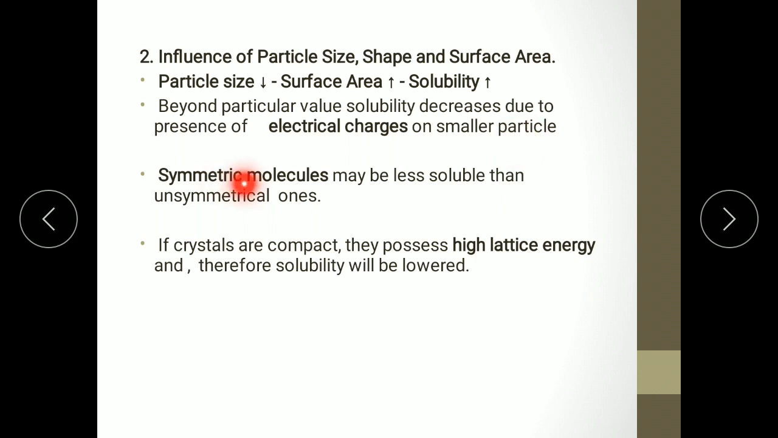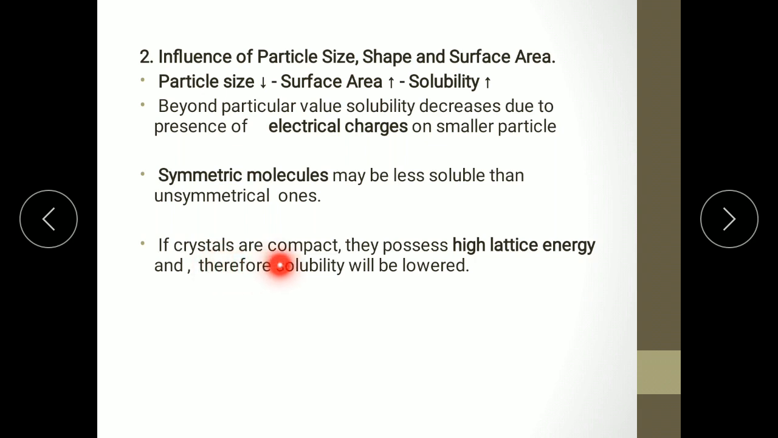Next, a symmetrical molecule may be less soluble than an unsymmetric or asymmetric one, because asymmetric molecules have more contact with the solvent molecules than symmetric molecules. That's why asymmetric molecules are more soluble than symmetric. Symmetric ones have less solubility than asymmetric.